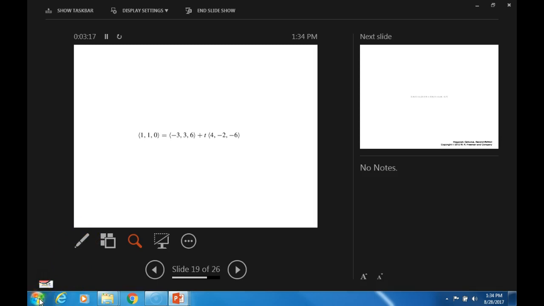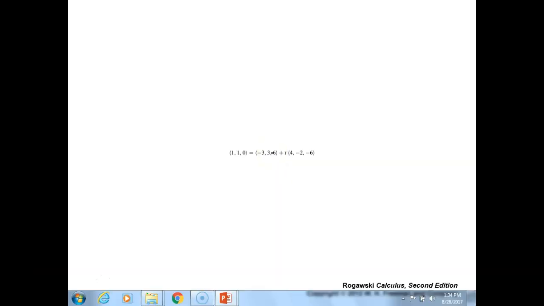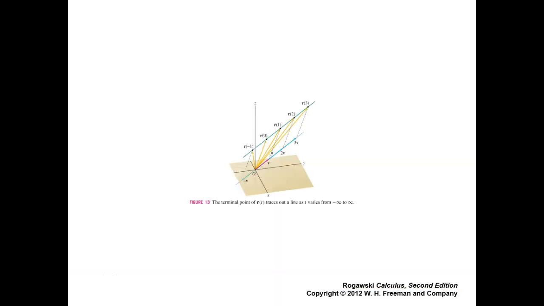I've gotten out of this mode before, I just can't remember. Presenter view, that's it. There we go. All right, that's the one we just had. Since we're not doing the examples, I'm not going to worry about this. This is probably from the earlier edition.